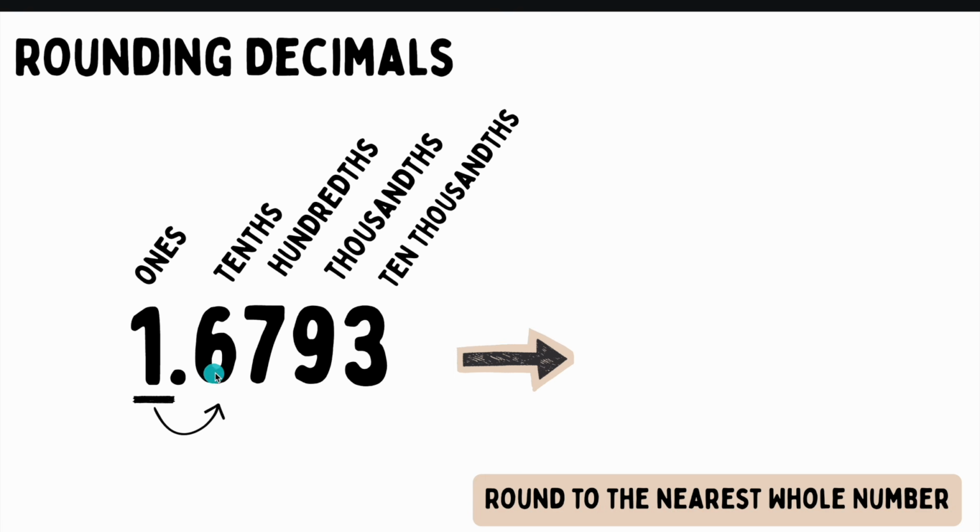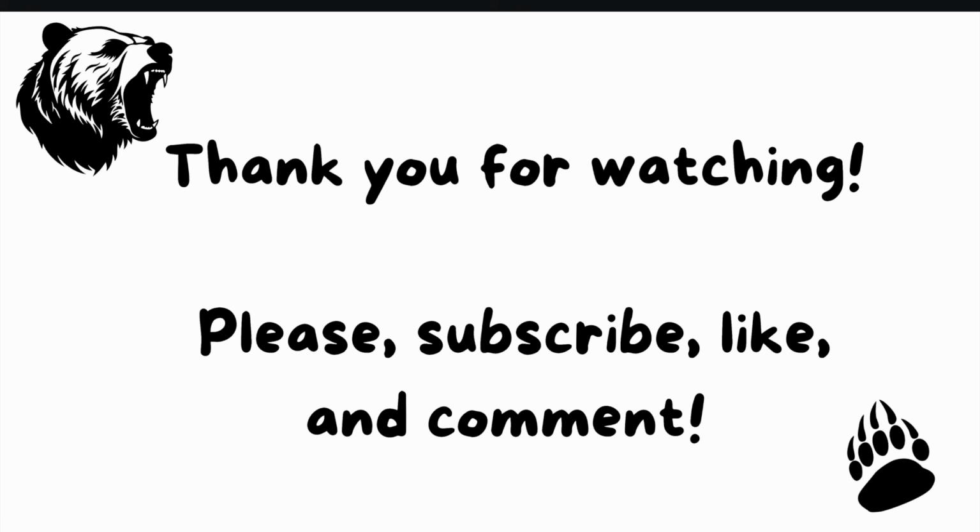If it's 5 or greater, it will make the ones go up by 1. We notice that 6 is 5 or greater, so the ones place will go up by 1. We will write 2. 1.6793 rounds to 2 wholes or 2 ones.